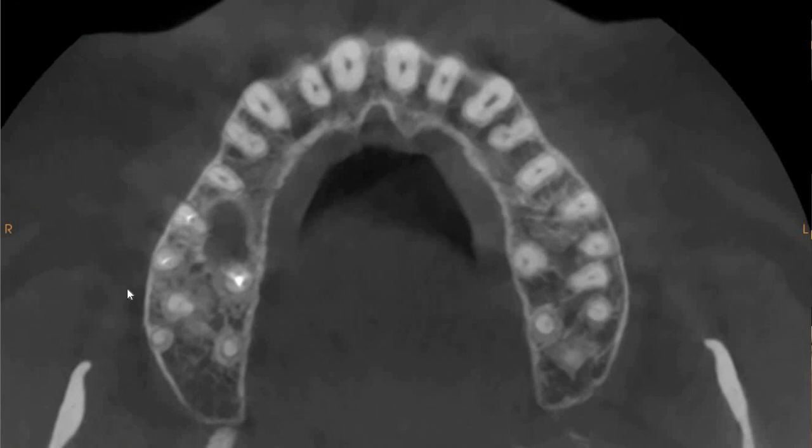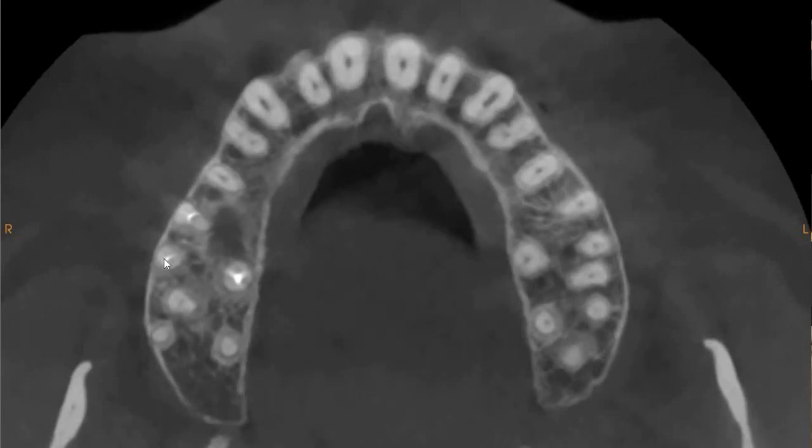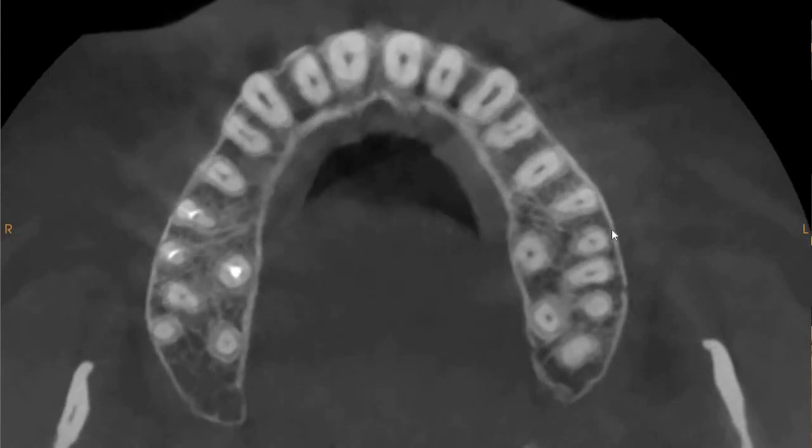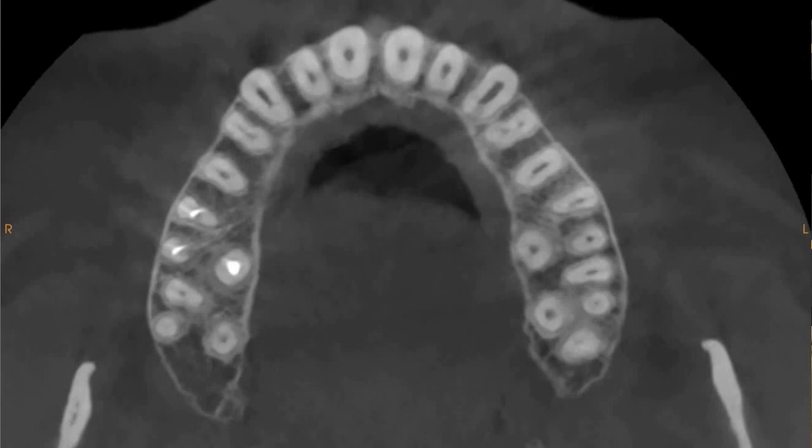Looking at the axial view, you can see that this is the right hand side. There is no mesiobuccal canal MB2 here. There are only three canals: mesiobuccal, distobuccal, and the palatal. And on the upper left first molar, we can see that there is a mesiobuccal, a distobuccal, and a palatal. There doesn't seem to be any signs of a MB2 canal present here.